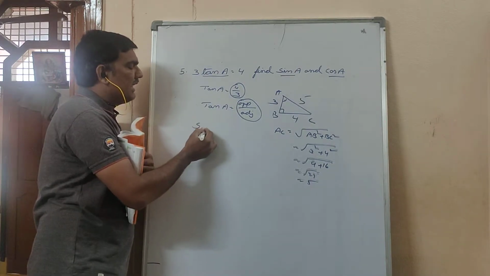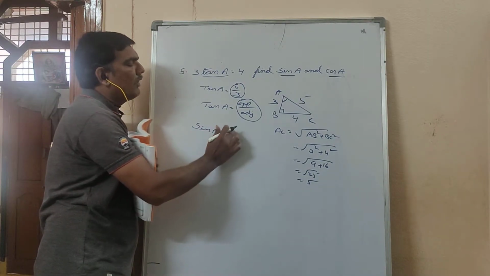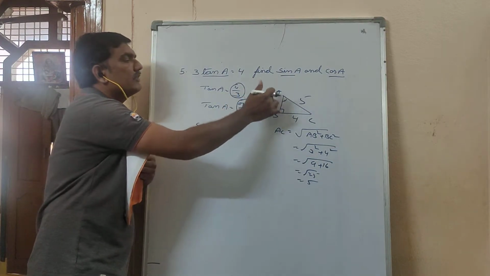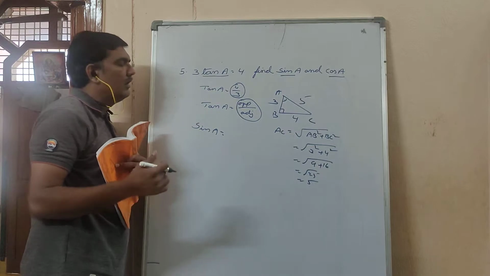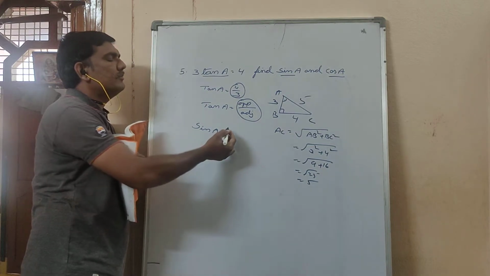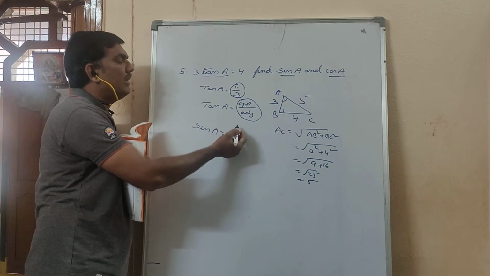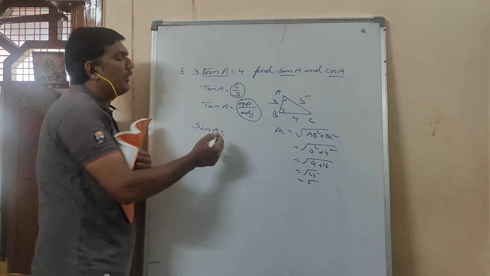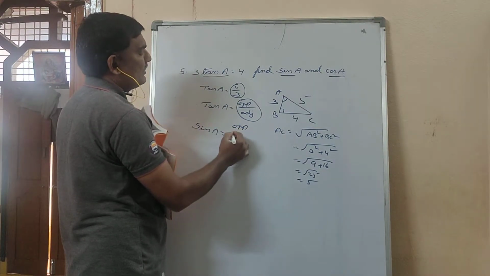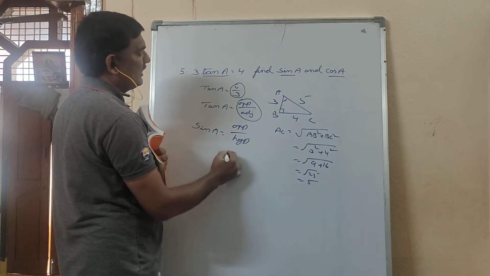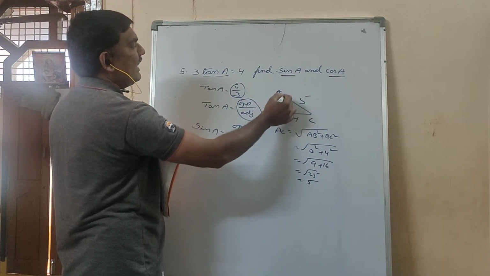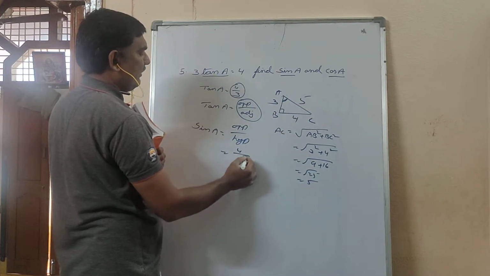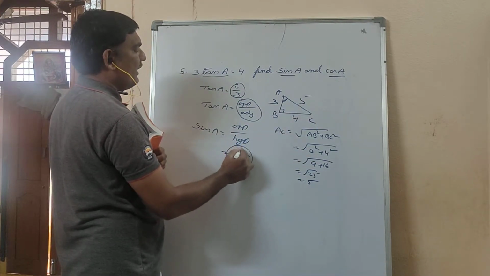So sin A, first write the formula perfectly. What is the formula for sin A in terms of sides of a right angle triangle? Means the length of the side opposite to angle A divided by length of hypotenuse. So opposite by hypotenuse. For this angle A, opposite is 4, hypotenuse is 5, sin A value is 4 by 5.